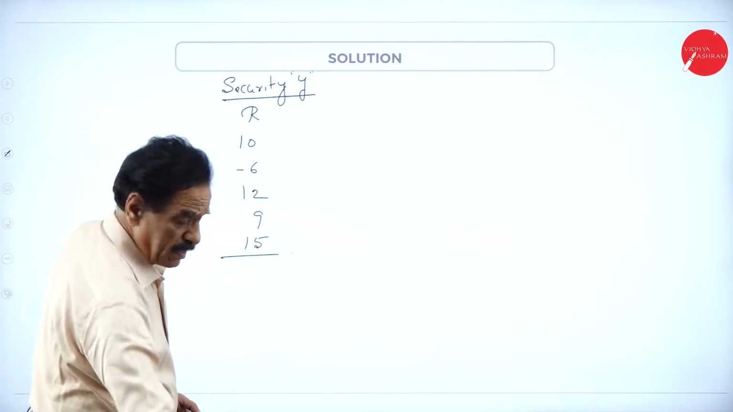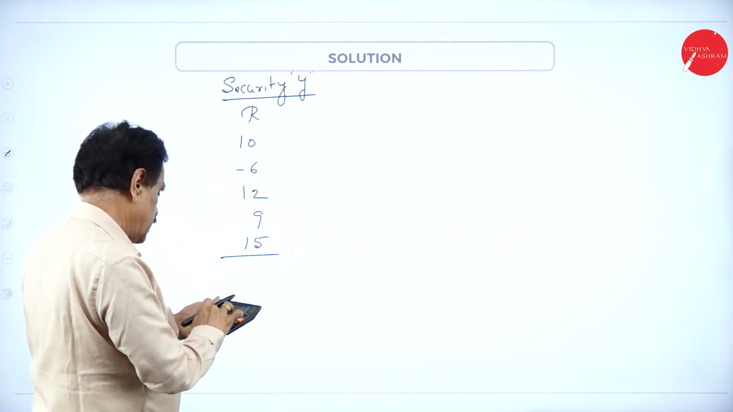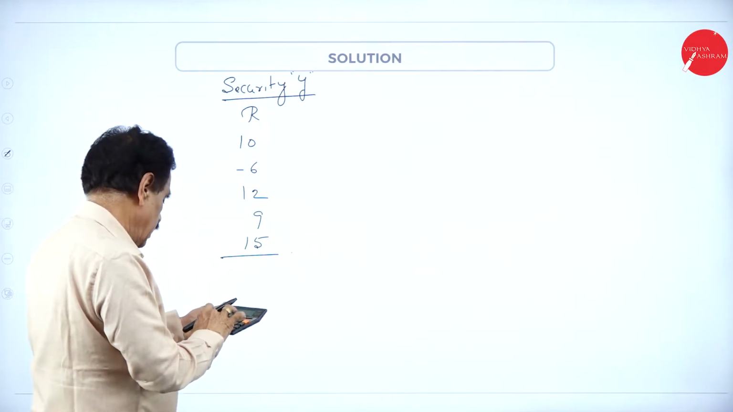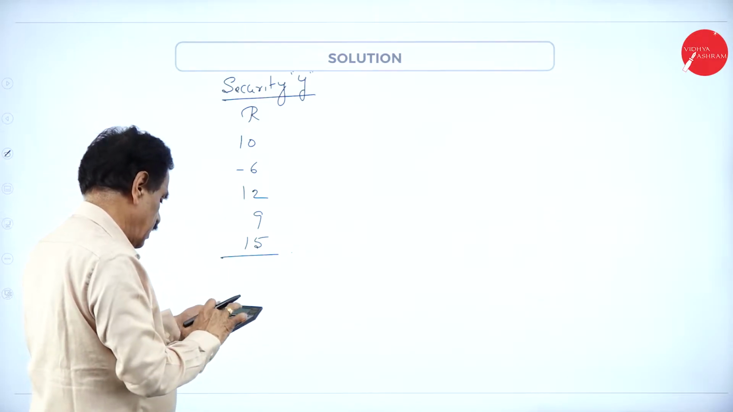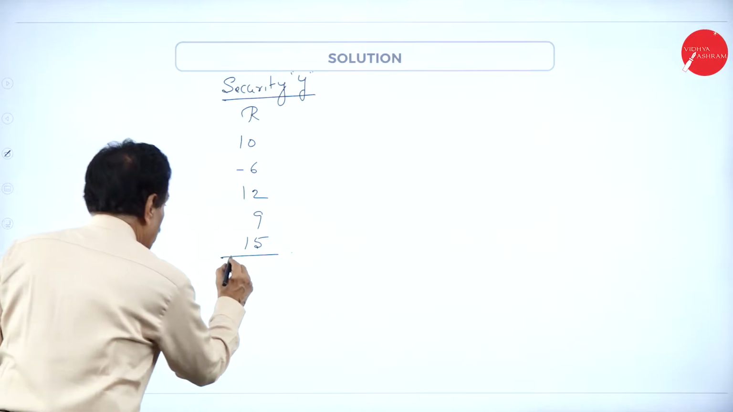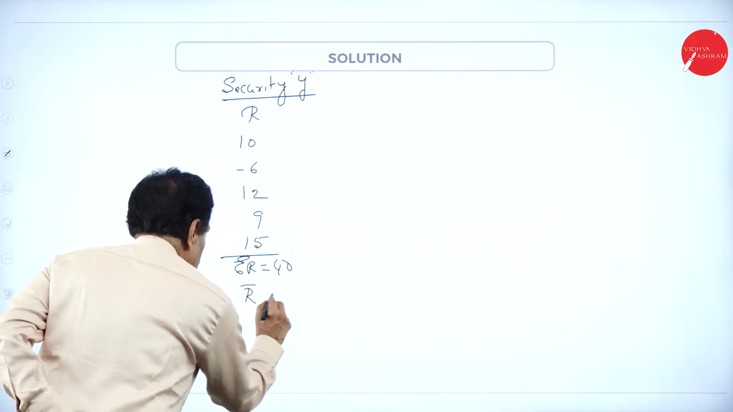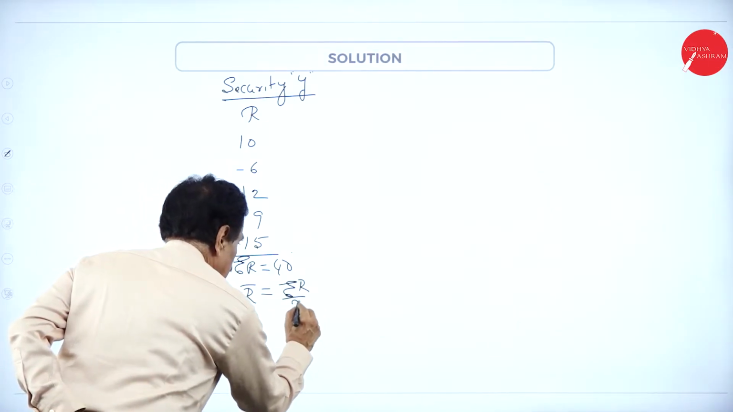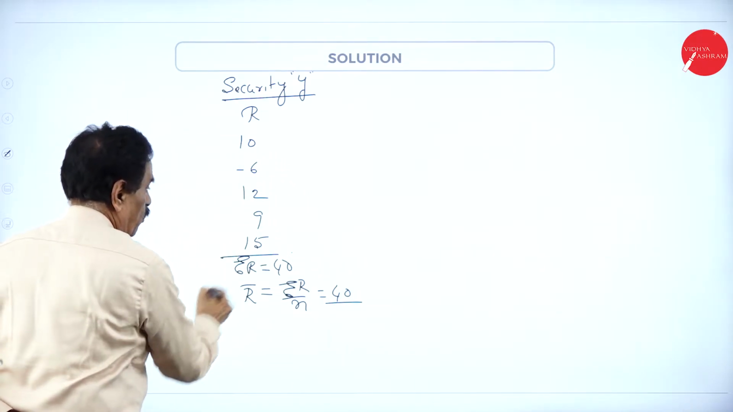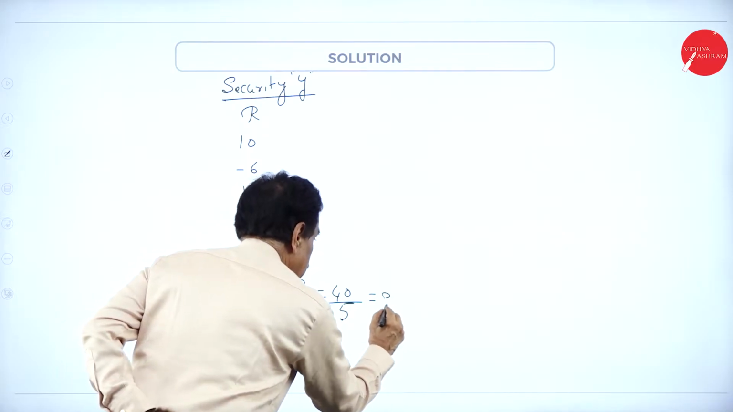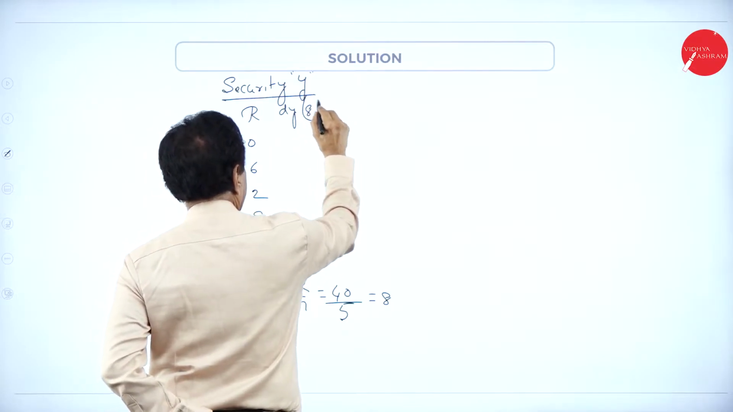Add the figures. This is 10 minus 6 plus 12 plus 9 plus 15, which is 40. Sigma R is equal to 40. R mean is equal to sigma R divided by n. So 40 divided by 5 is 8. Take the deviation; dy is from 8.